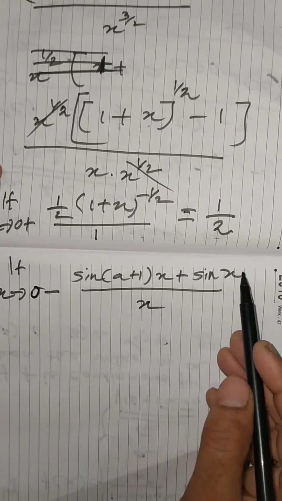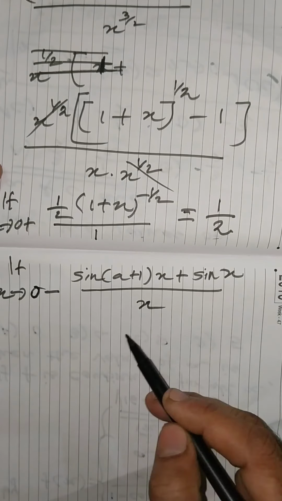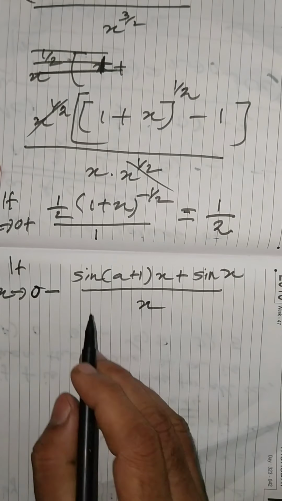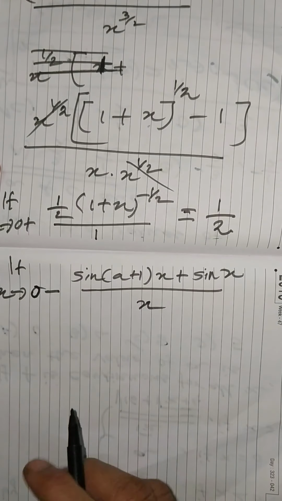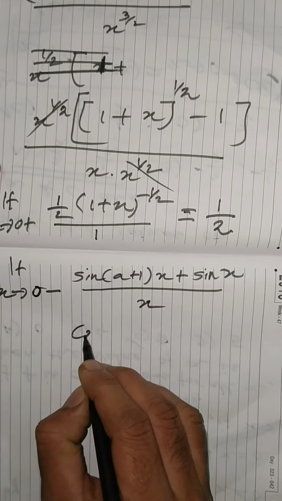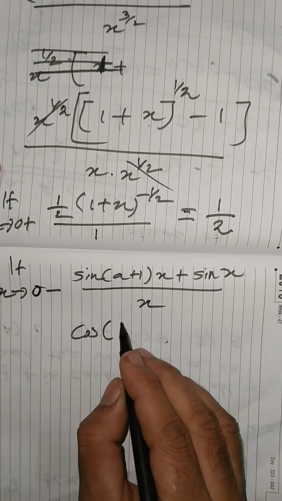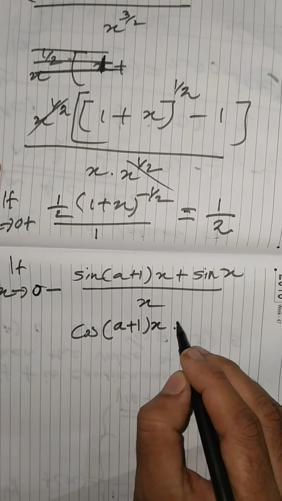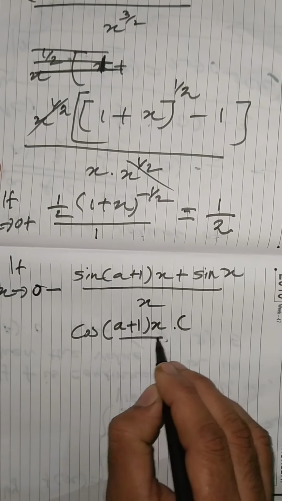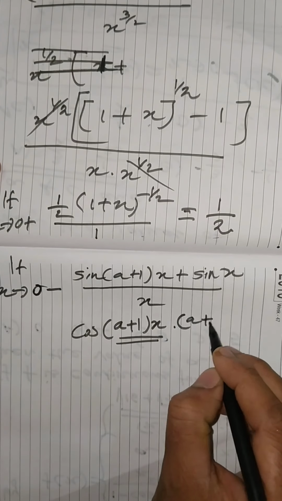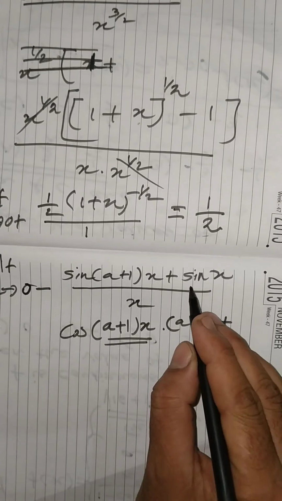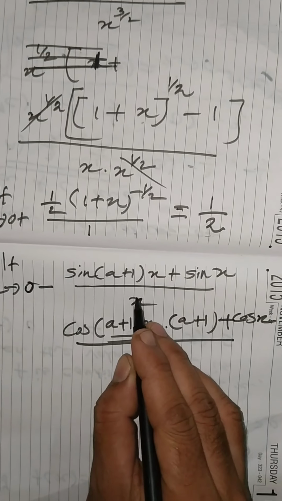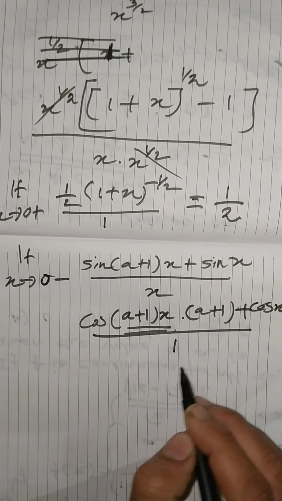So sin 0 is 0, sin 0 is 0, 0 plus 0 by 0. Again we have to face the 0 by 0 indeterminate form. So we have to apply the L'Hospital rule now. Differentiate numerator and denominator. So what we are getting: sin differentiate, cos of (a plus 1)x into, now differentiate this term, that is a plus 1, plus sin x differentiate, we know very well, that is cos x, whole divided by x differentiate with respect to x, 1.